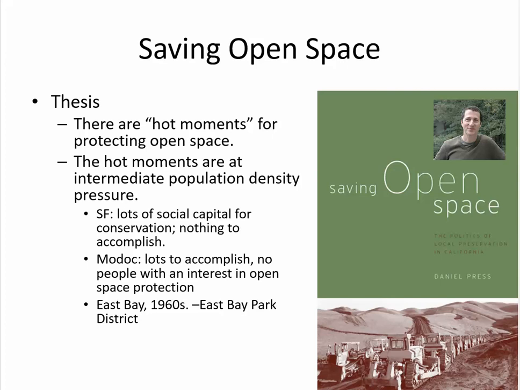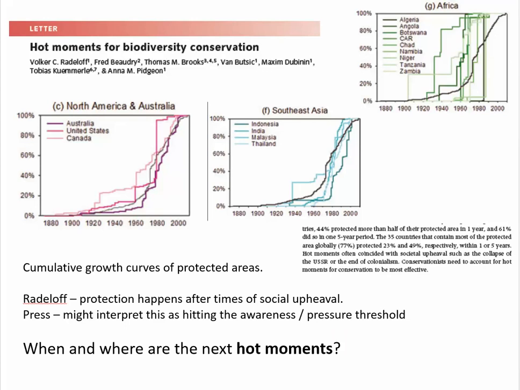For example, the East Bay in the 1960s, where there was a huge social effort to create this parks district, and this has happened on a global scale. This is a paper by Volker Radeloff and others, looking at hot moments for biodiversity conservation, where in different places, North America, Australia, Southeast Asia, Africa, these happen at different times, but there are relatively brief moments in time when there's a huge amount of protection after some time of social upheaval, and this may be hitting some awareness or threshold period.